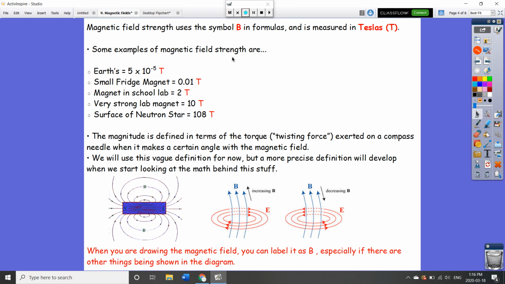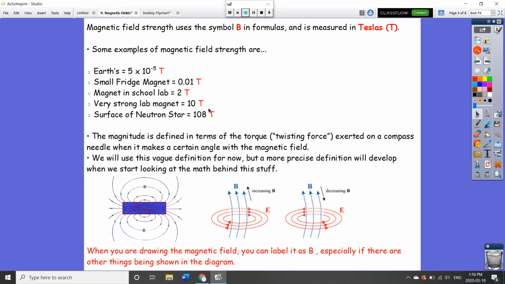Magnetic field strength uses the symbol B, and it's measured in Teslas. So a Tesla is how we measure magnetic field strength. We use B as a symbol, and we'll be looking at some formulas and calculations again in the coming weeks. Just some general strength. The Earth's magnetic field is 5 times 10 to the negative 5 Teslas. A small fridge magnet is 0.01 Teslas.